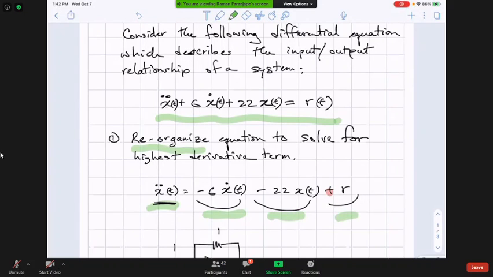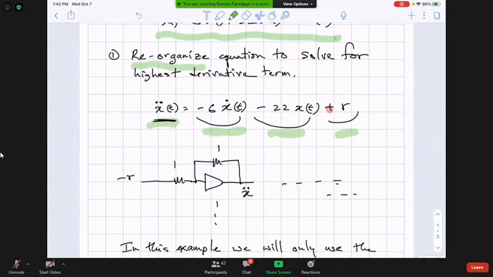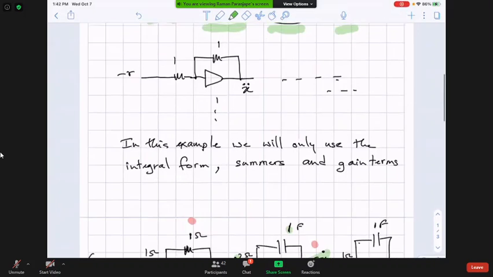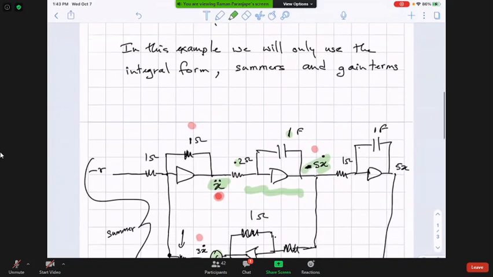Now notice the r has a plus sign associated with it, and all these other terms have minus signs. The summing junction is essentially inverting, so we're going to feed a minus r into the summing junction. There's no coefficient in front of the r, so we put a 1 and a 1 here, so there's no gain associated with it. It's just going to be a summing junction. Now we need to incorporate the minus 6x dot and the minus 22x terms into the summer. In this example, and in general, I recommend that you use only integral forms, summers, and gain terms. You'll see what I mean as we go through this.